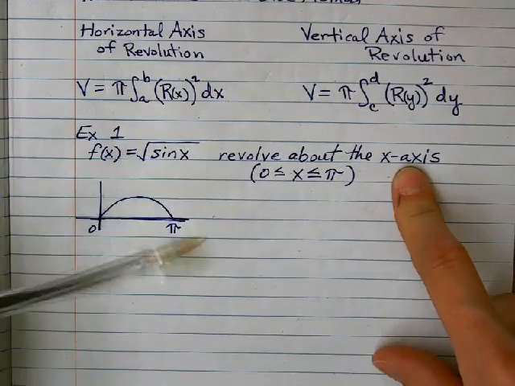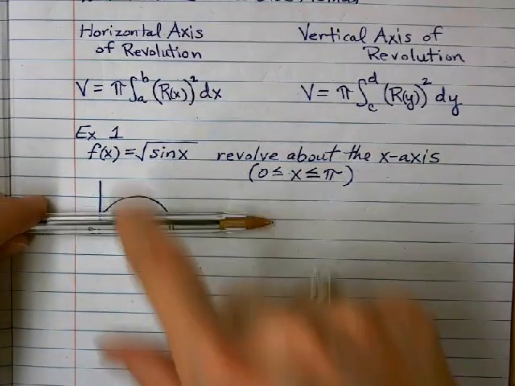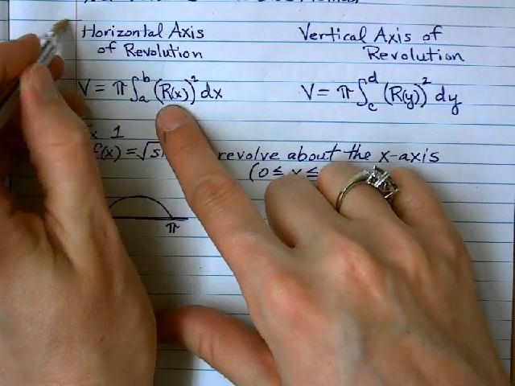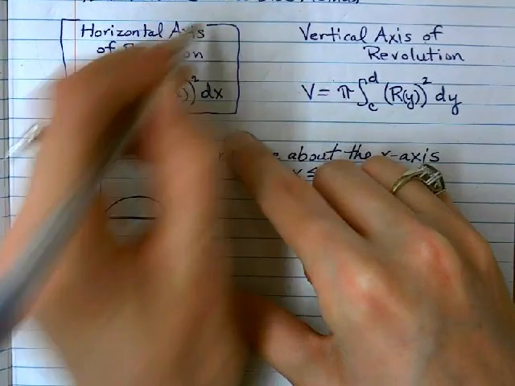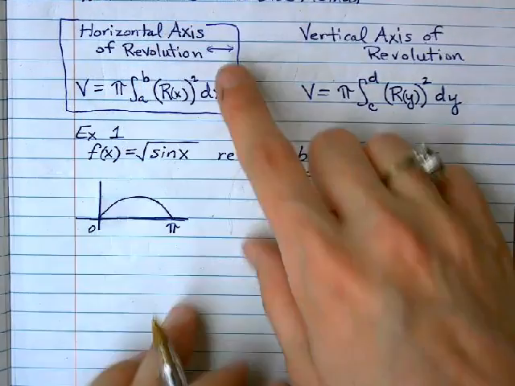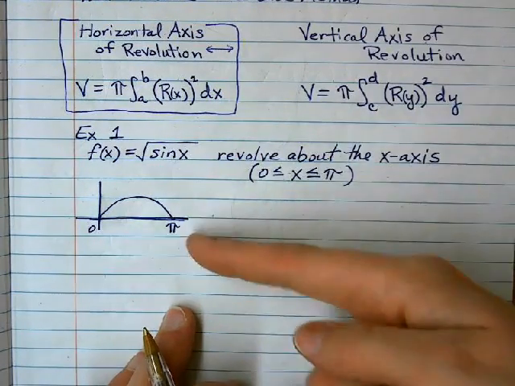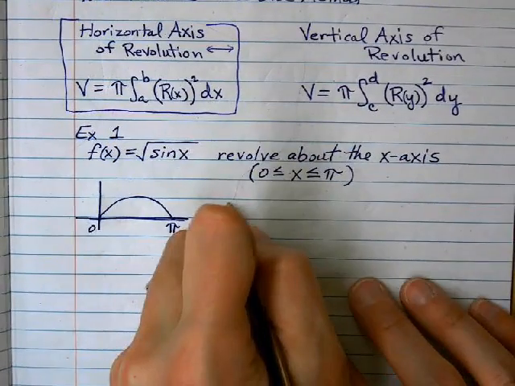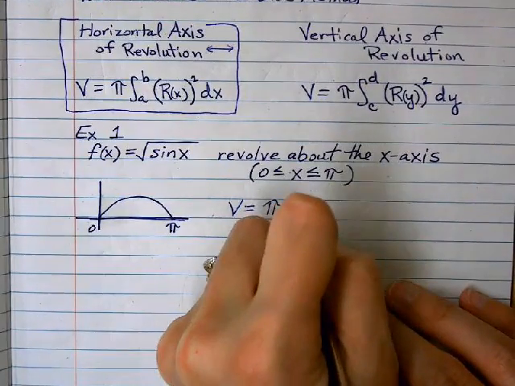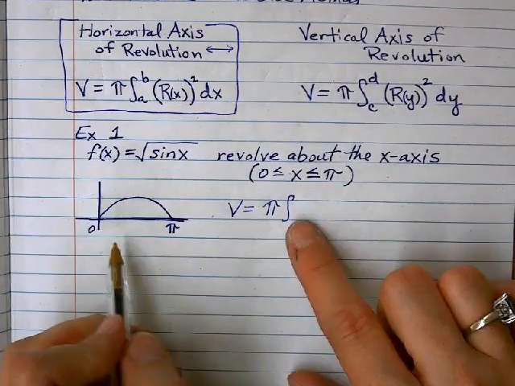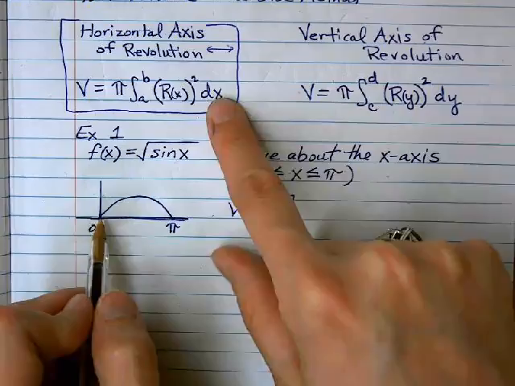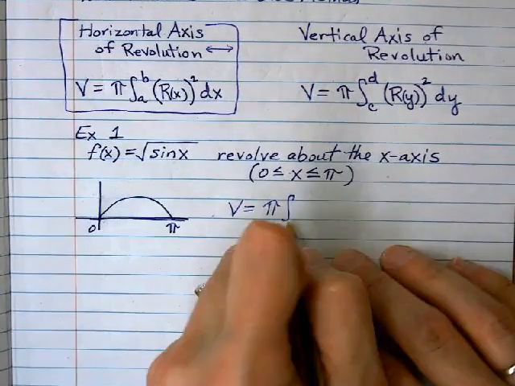The x-axis is this line. That's a horizontal line. So I want to use this formula up here. We're going to do the horizontal one. Horizontal, you can draw yourself a picture. Horizontal is like side to side. When you're revolving around a horizontal line like the x-axis, you're going to use this formula. So it's going to be V equals pi. We're doing an integral from a to b. A to b are numbers on the x-axis because we're integrating with respect to x. So see, we're integrating from 0 to pi. It's going to be pretty simple to figure out.